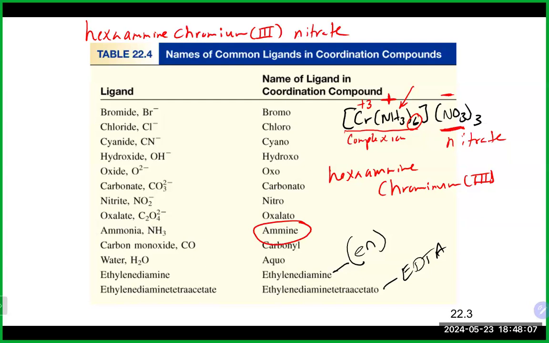Now, what happens if we did not have our counter ion here? We did not have this part of it, and we just had this part. It pretty much would be this name exactly. Get rid of the nitrate, and you just put ion at the end. Yeah, so that's how you basically just name the complex ion by itself, the same way you would do. Just don't put the counter ion in there, and you just put the ion at the end of it. Any questions on that there?